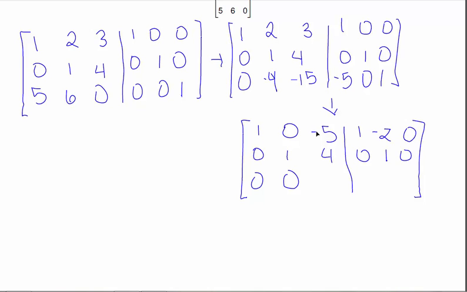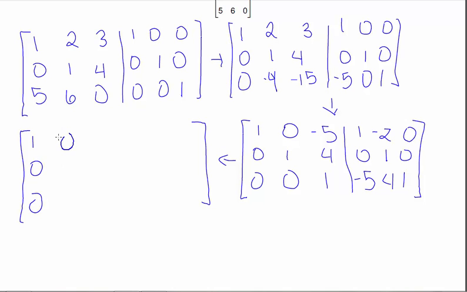To do the next one, we'll do 4 row 2 plus row 3. 0 plus 0 is 0, 4 minus 4 is 0, 16 minus 15 is 1, 0 minus 5 is -5, 4 plus 0 is 4, and 0 plus 1 is 1. We now have a 1 in the third row, third column. So now we work to get the zeros in the rest of that column.